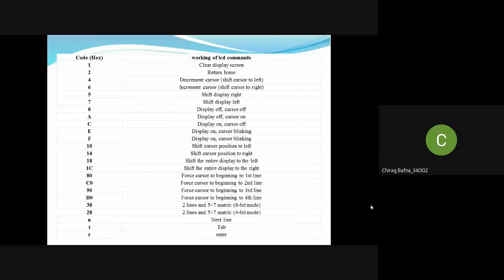Here are some working of LCD command. First one is a clear display return. After that, return home, decrement cursor, increment cursor, shift display right, shift display left, and so on.